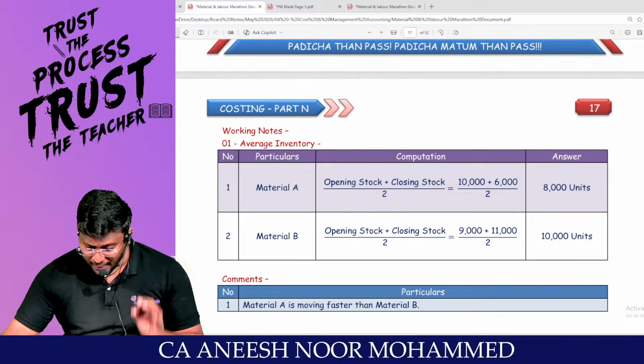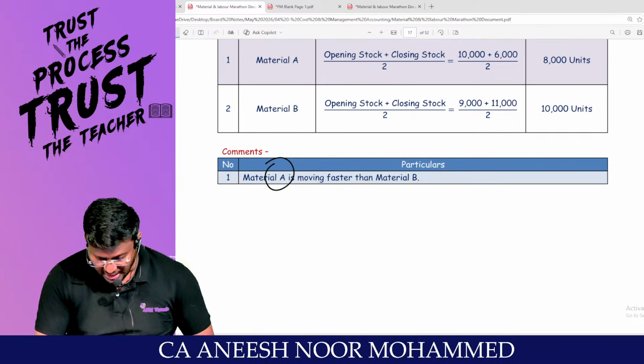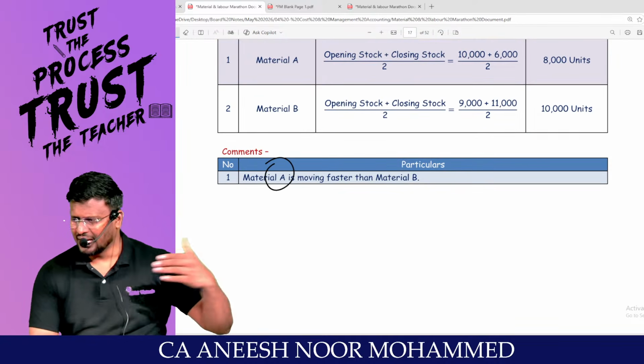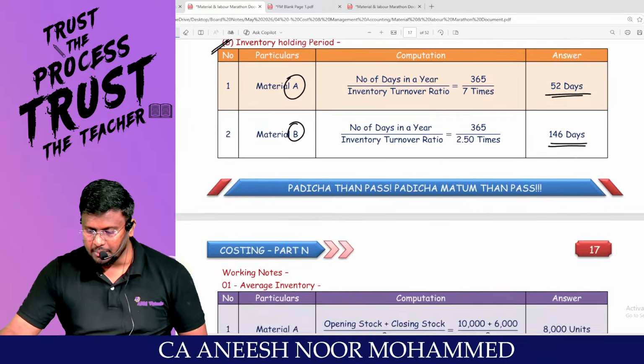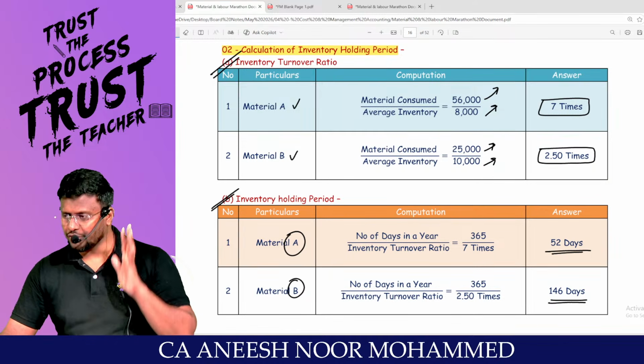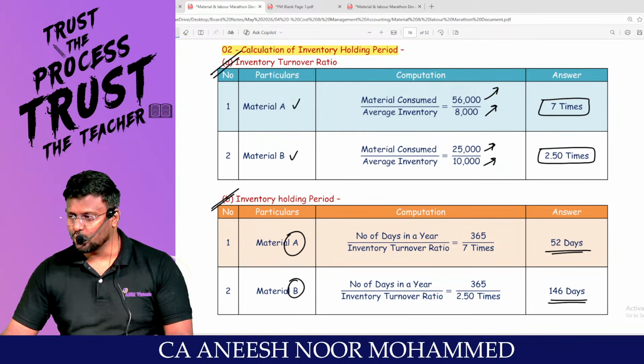So this comment is very important. Material A is moving faster. According to me, even that is also not moving fast, but as compared to material B, that's what they want as the comment from you. Sir, this is how we have to make the comment.